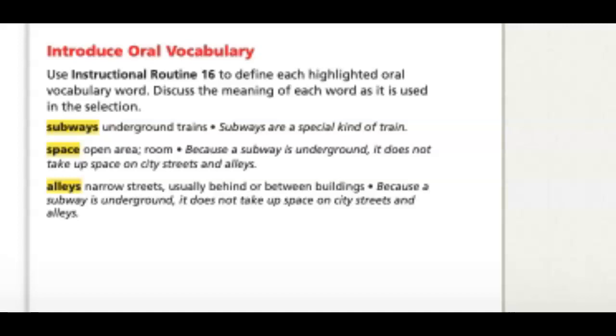Our next vocabulary word is the word alleys. Alleys are narrow streets, usually behind or between buildings. In our story, it says, because a subway is underground, it does not take up space on city streets and alleys. Alleys are narrow streets that are usually behind or between buildings.